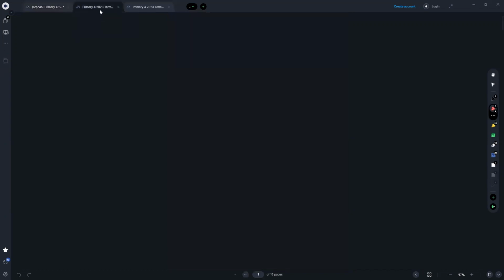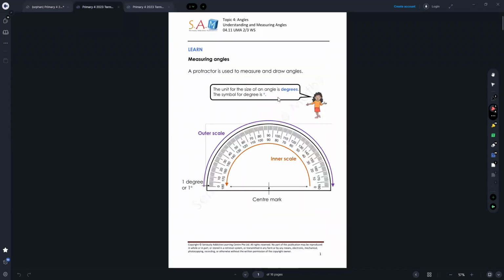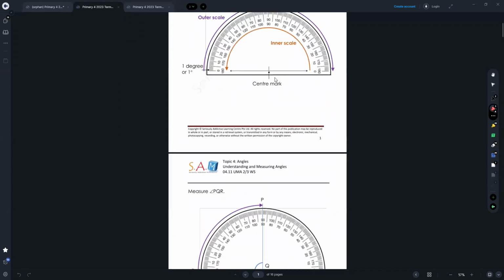Now, for the next booklet, I'll remind them to bring a protractor. So teach them how to use the protractor. I think it's quite straightforward. The center mark is very important. And usually when we draw or measure an angle, this line must be aligned with that straight line there so that you cannot see it.